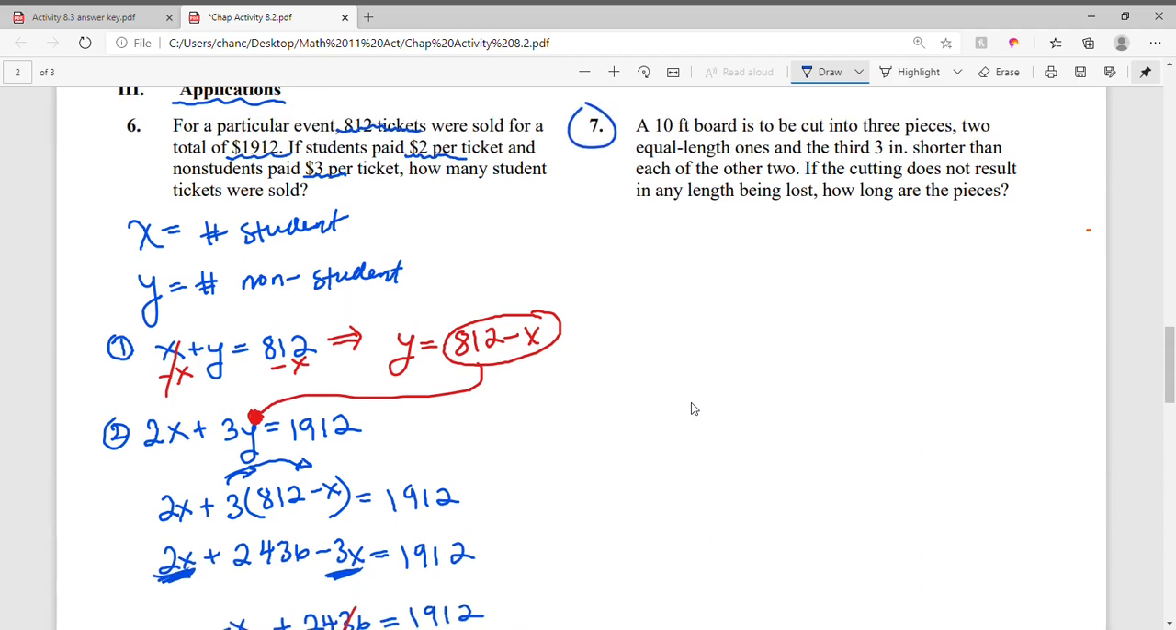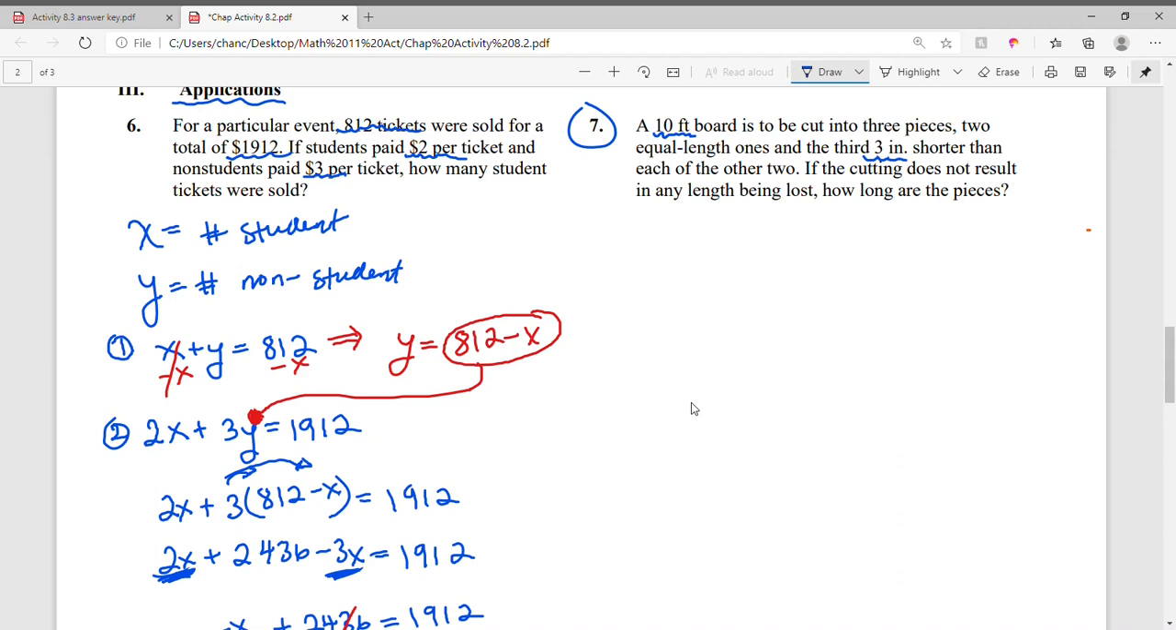Question 7. A 10-foot board is to be cut into 3 pieces, 2 of equal length ones, and the third is 3 inches shorter than each of the other 2. If the cutting does not result in any length being lost, how long are the pieces? Now, a lot of people missed question 7. The reason is we have 10 feet here and 3 inches here, so the units are not the same.